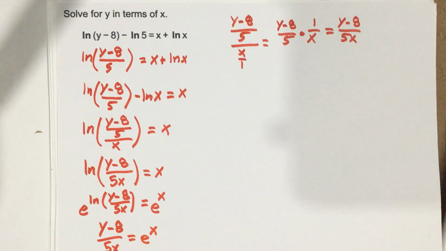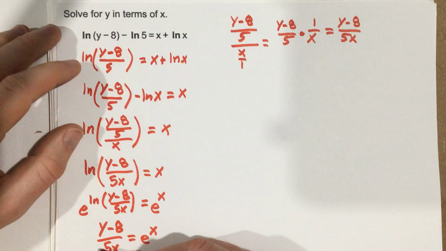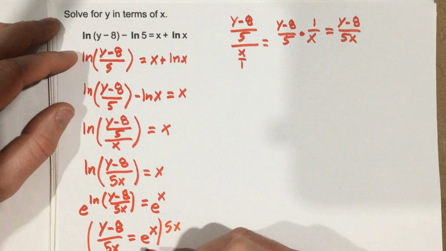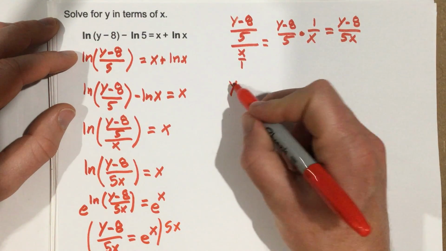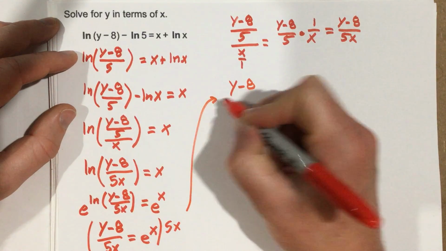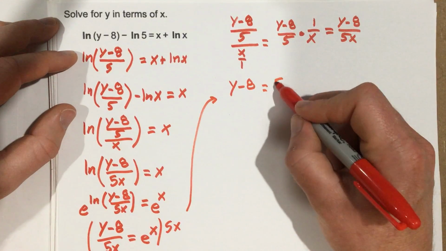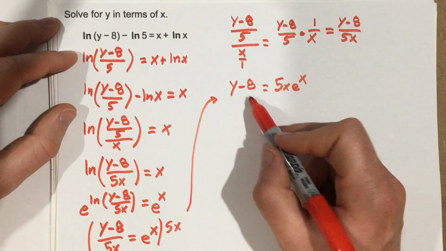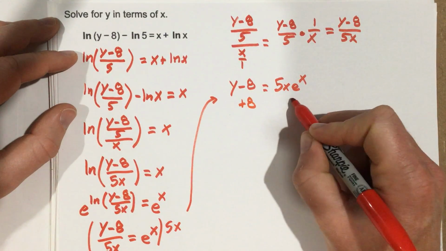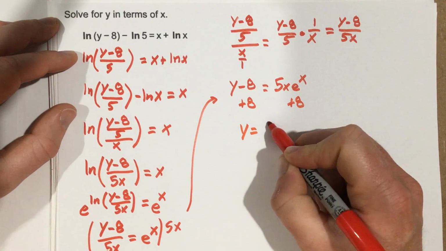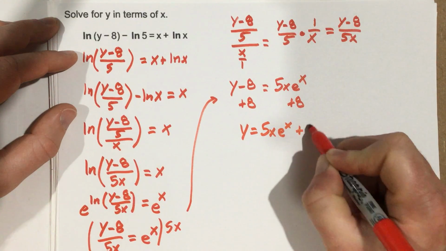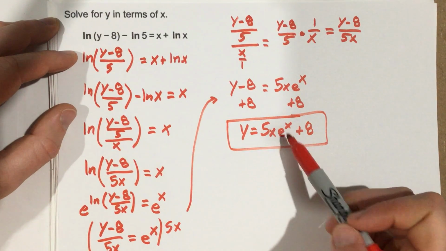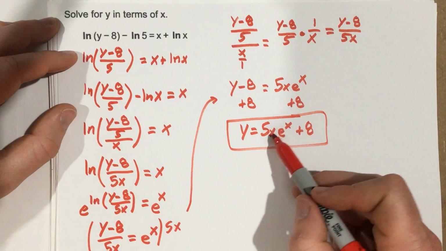Now at this point, we don't really need any more laws. We just need to multiply each side by 5x. So I'm going to times each side by 5x. And when I do that, it cancels this 5x, leaving you with y minus 8. And then you end up with equals 5x e to the x on the right side when you take 5x times e to the x. Last step, I add the 8 over, and I end up with y equals 5x e to the x plus 8. And so I've just solved for y in terms of x here. So now if I know the x value, I can immediately get the y value.